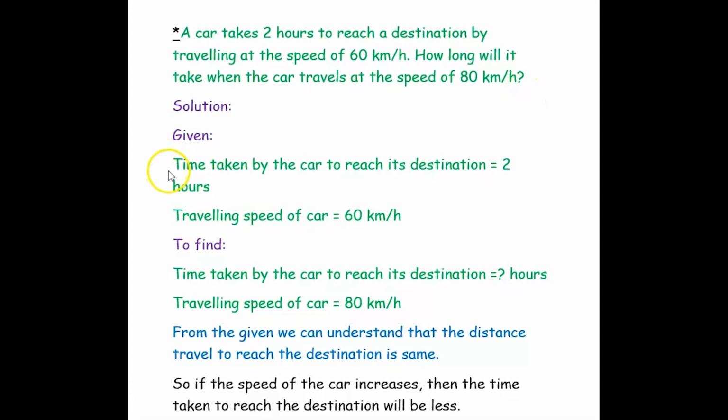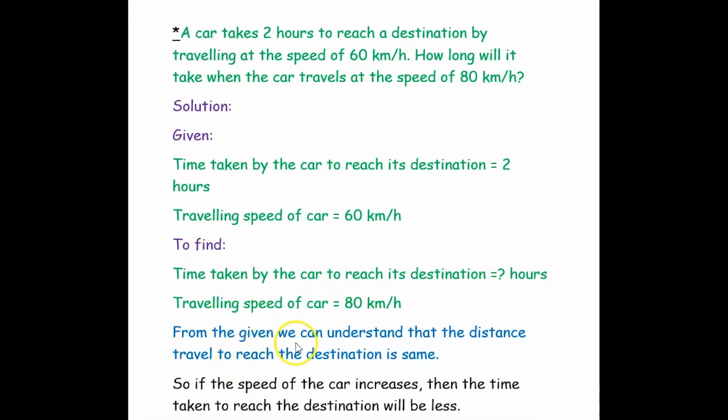So solution, what's given? The time taken by the car to reach its destination is 2 hours. The traveling speed of the car is 60 km per hour. What we want to find? If the traveling speed of the car is 80 km per hour, then we want to find the time taken by the car to reach its destination.